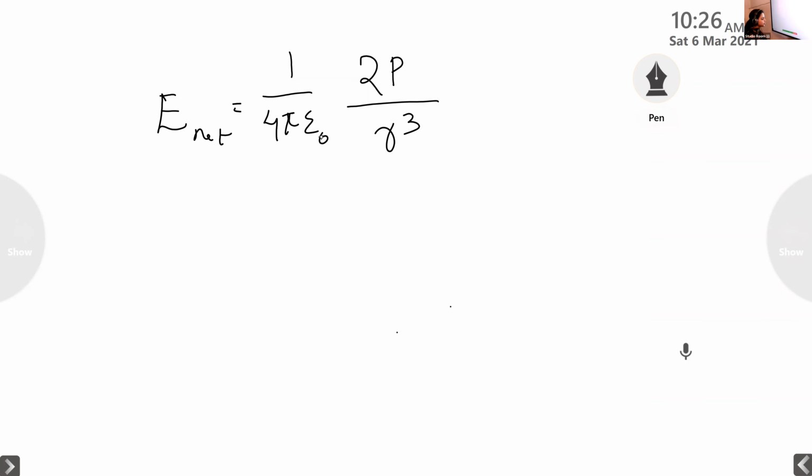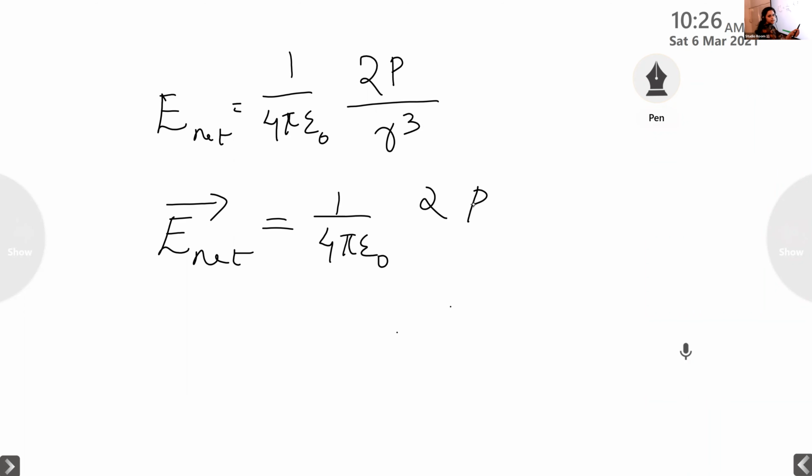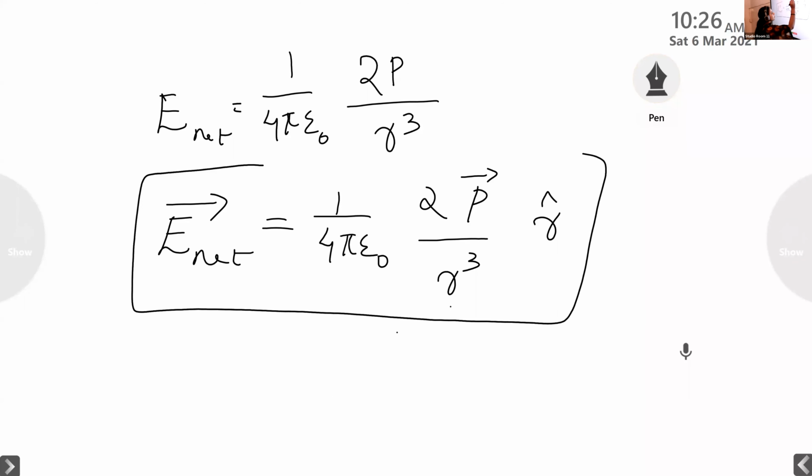And in the vector form, the equation becomes: the vector net electric field is equal to 1 by 4 pi epsilon 0 into 2p. The dipole moment is a vector quantity, so put the vector notation, divided by r cube. Since it is present in a vector field, we give a unit vector. Here the unit vector is r cap. Is it clear, this equation?